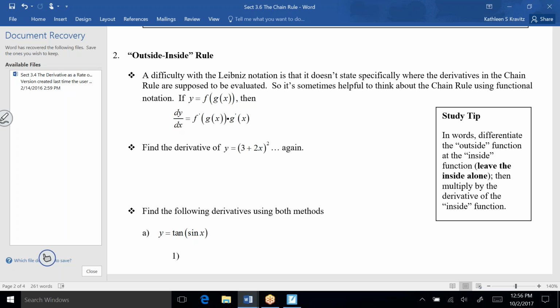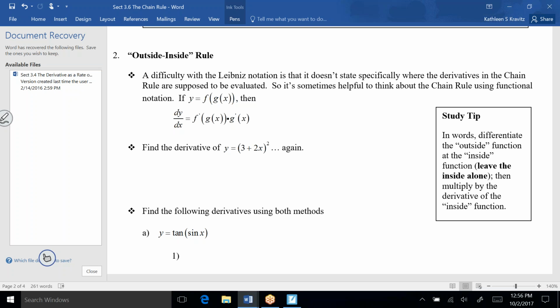So we're differentiating the outside function, f, at the inside function. That means we're just going to copy the inside function. We're going to leave it alone. And then we're going to multiply by the derivative of the inside function. It's the exact same thing that we were doing before, but it's going to be fewer steps. We're going to do some of this stuff all in one step.